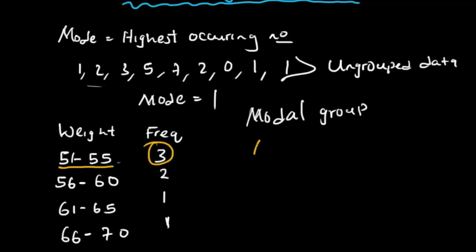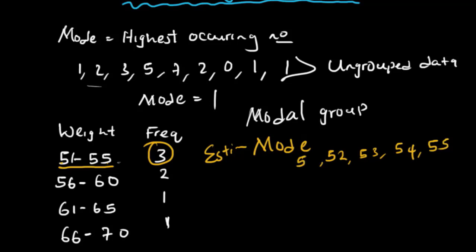But if I ask you to find the mode or the estimated mode, now it becomes more difficult because from 51 to 55 we have so many numbers. For example, if we are talking about whole numbers, we have 52, 53, 54, 55, we even have 51. So the question is, among these 5 numbers, what is the mode? How do we get the mode? And that is why finding the mode for grouped data is a bit more advanced than finding the mode for ungrouped data. Now let's take the formula to find the estimated mode for grouped data.